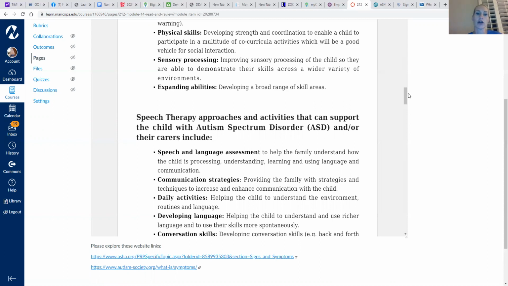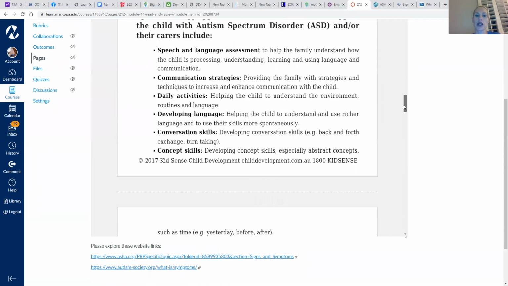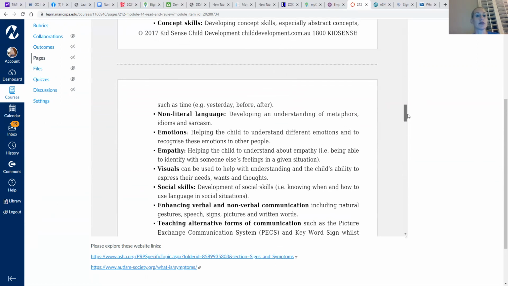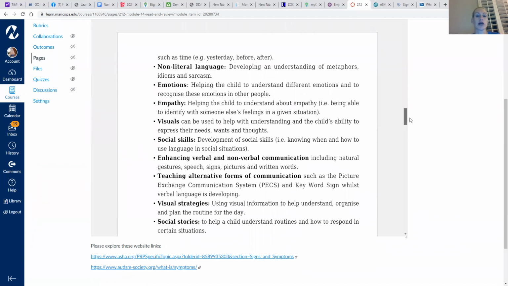And so be familiar with those interventions, because just because it says OT doesn't mean speech doesn't use them, as well as things that are speech doesn't mean OT doesn't use them. And really we're working on the communication piece. It's not always verbal. And obviously, as they develop language, then we're working on conversation skills as well as concepts. And those higher level things, we're really working on empathy, non-literal language, and emotions.